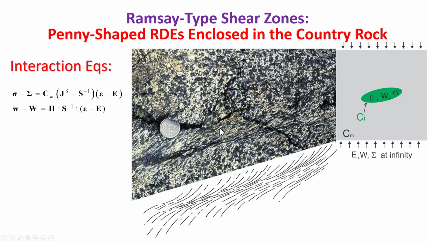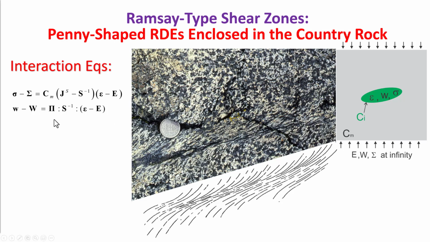They are confined within country rock. They are better represented by a flat RDE, such as a penny-shaped RDE, confined within the country rock. If we assume that both the country rock and the shear zone rock are viscous materials, then we can directly use these interaction equations. The country rock has a much higher effective viscosity so that the strain is concentrated in the zone, leaving the country rock essentially undeformed.